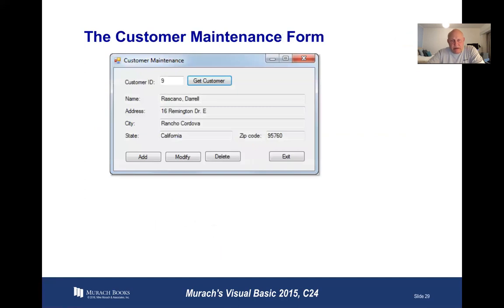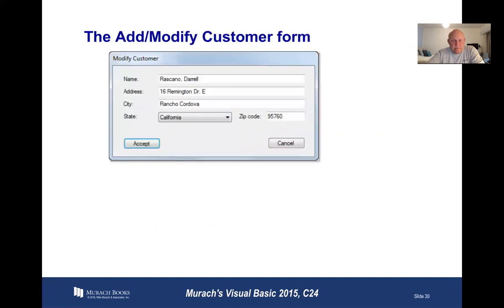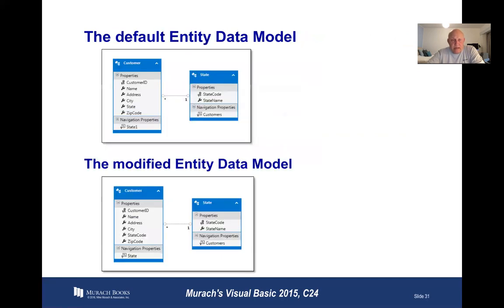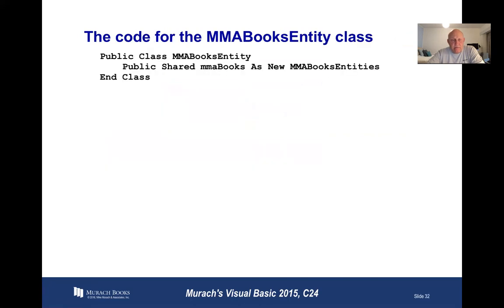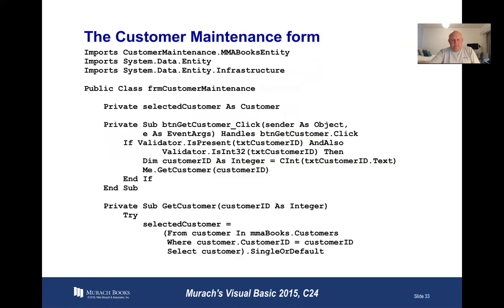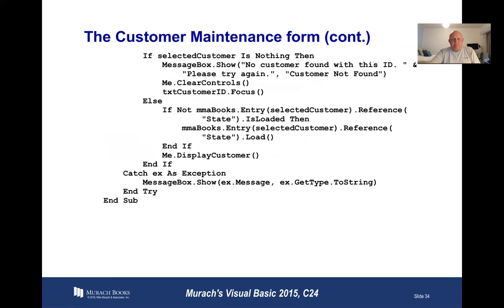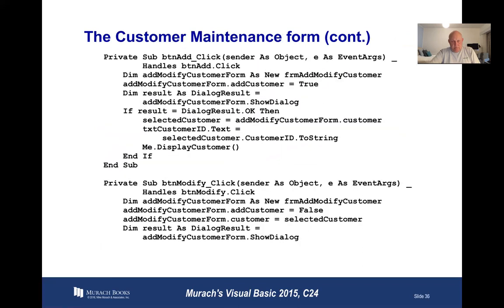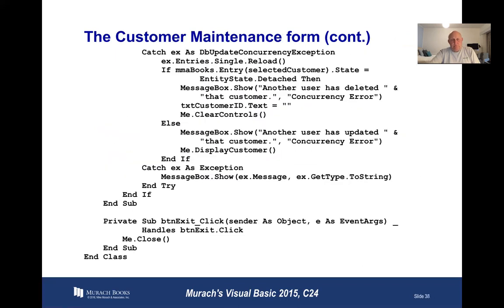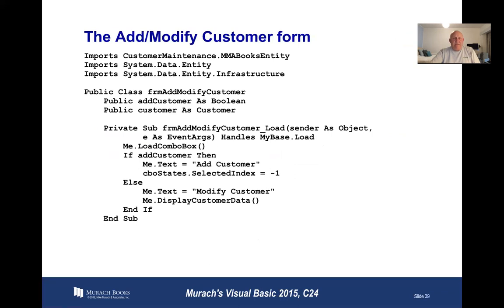This is your customer maintenance form, what it should look like. This is the add modified customer form. The modified entity data model. This is the code for the MMABooks entity class. Customer maintenance form. The add modified customer form.